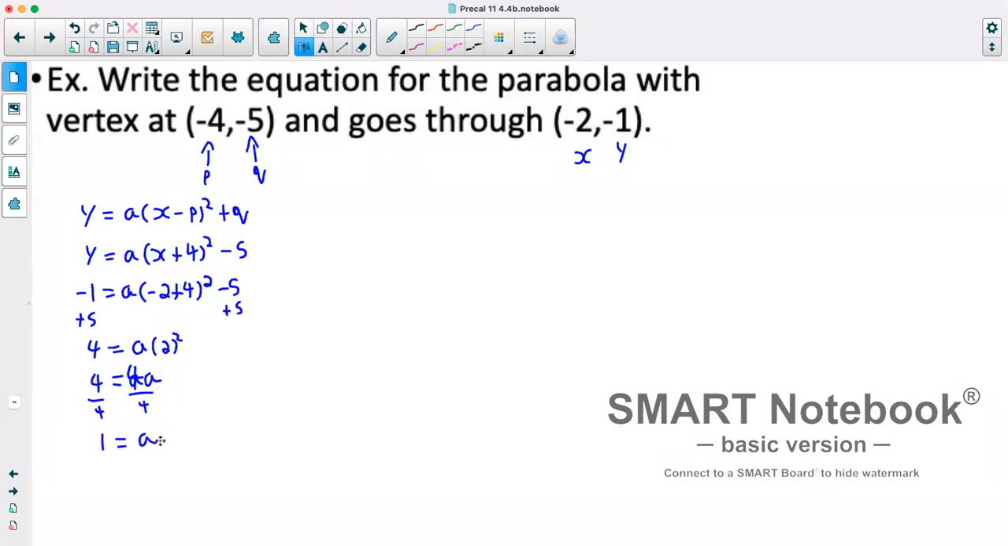Now, because a is just 1, we can simply take this equation and rewrite it without the a value, because 1 times anything is itself. So we'd have y is equal to (x plus 4) squared minus 5. If our number is anything other than 1, it would just go in front right here.